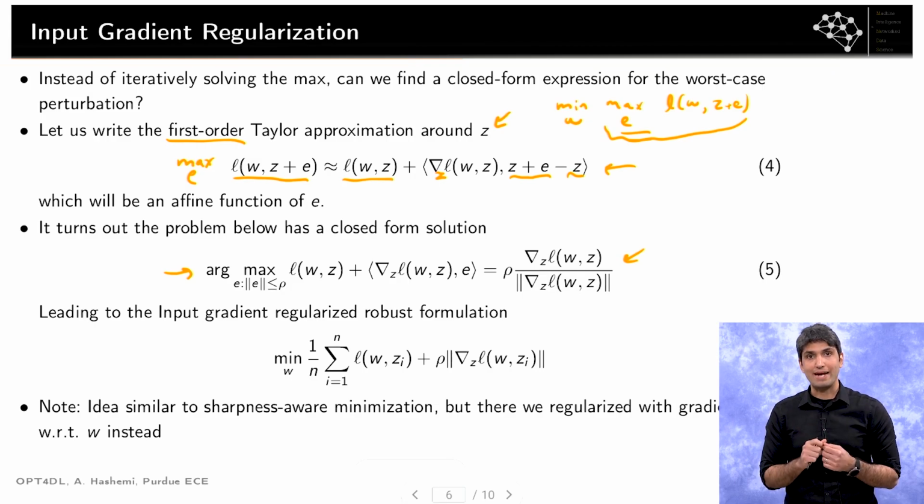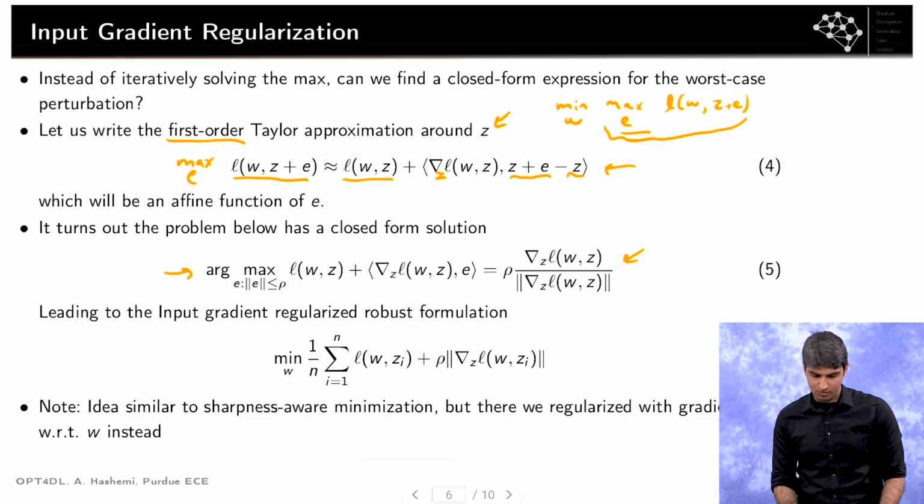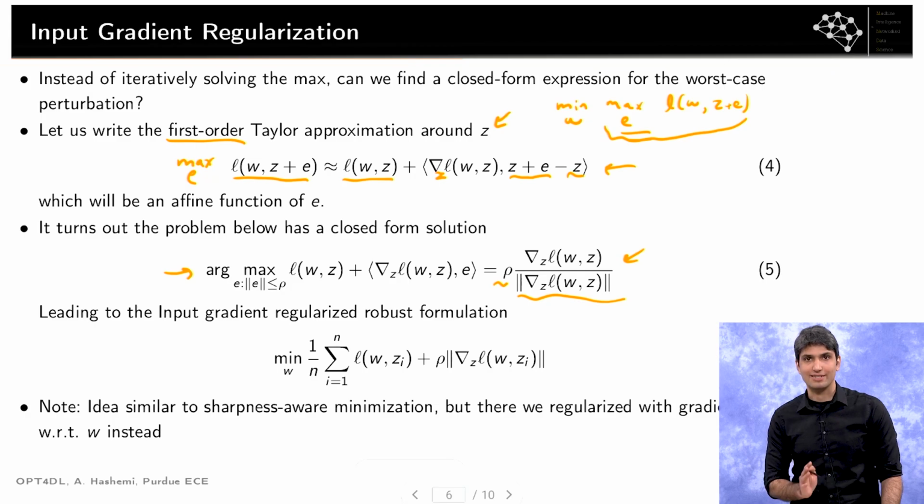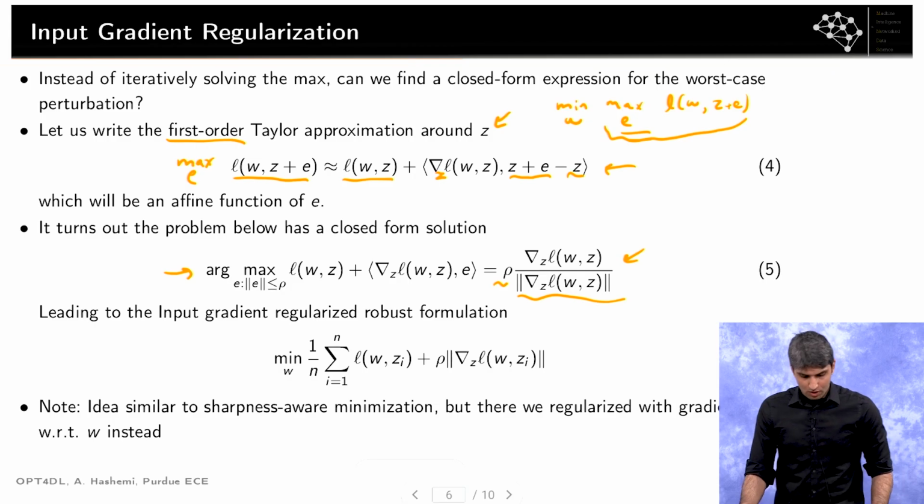In addition to the magnitude, we need a direction. The direction is given by the direction of the gradient, because if I move in this direction, I'm going to find the maximum perturbation. Okay, so that's the intuition. Rho dictates the maximum magnitude of the perturbation, and this other term here determines the direction for the optimal perturbation.